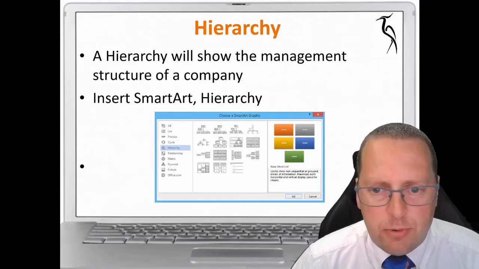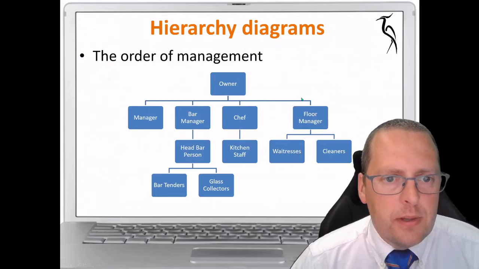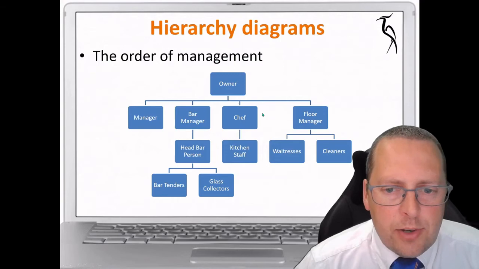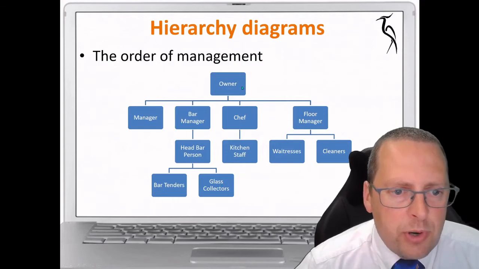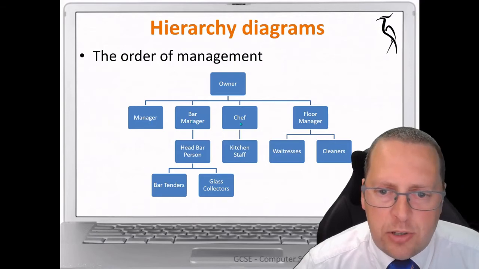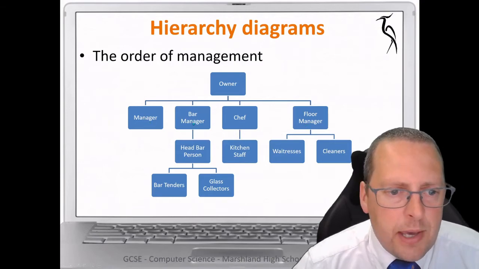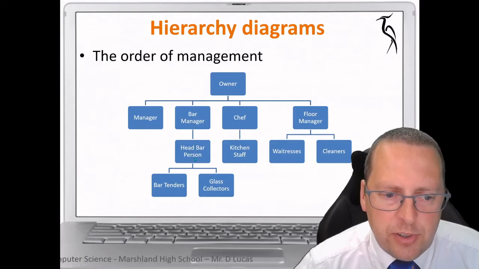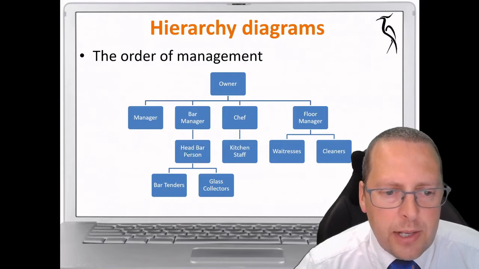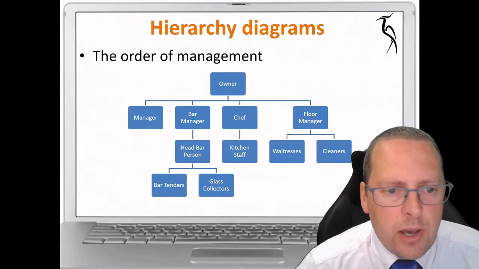Just move the PowerPoint forward. So you're going to create the order of management, your hierarchy, and we can see an example here that we've got an owner, and this is in a bar and restaurant. We've got a manager, a bar manager, the chef, and the floor manager. And the bar manager has a head bar person, and then bartenders and glass collectors. So the glass collectors and bartenders report to the head bar person, the head bar person reports to the bar manager, and the bar manager reports to the owner. So you can see how the hierarchy here works.